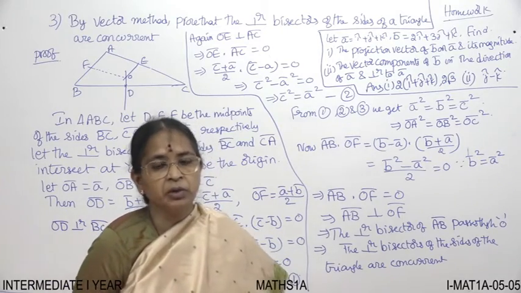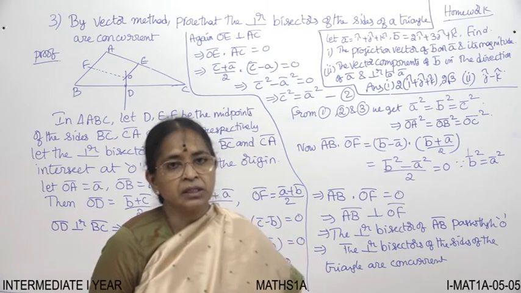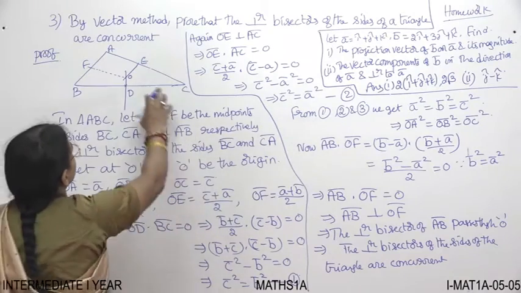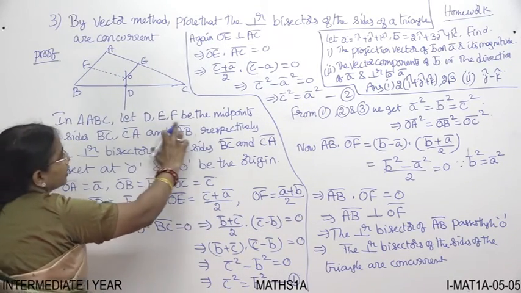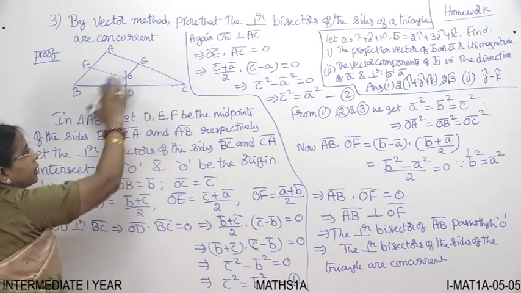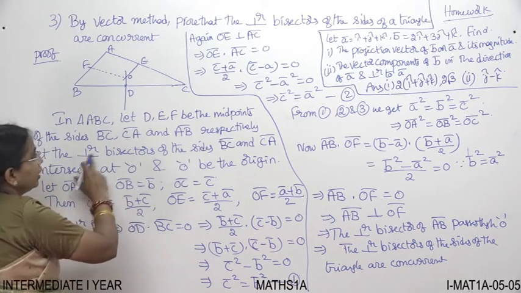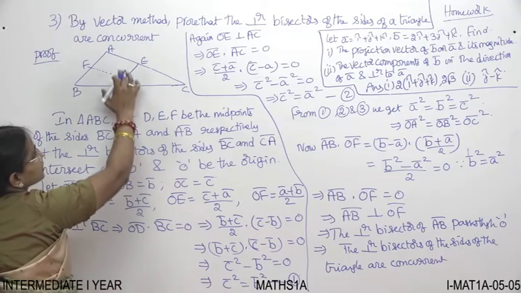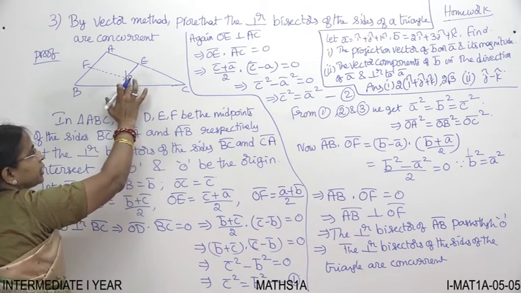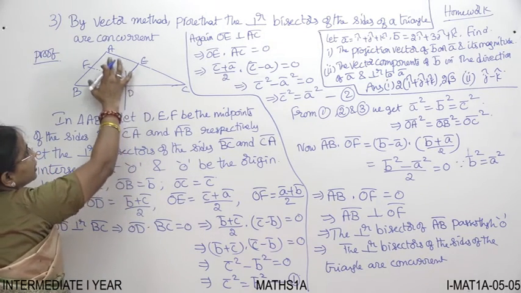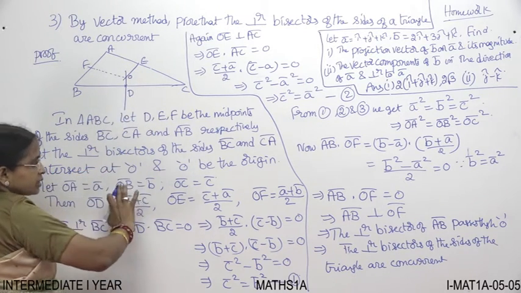So we discussed that the perpendicular bisectors of the sides of a triangle are concurrent. So the proof is like this. In triangle ABC, let D, E, F be the midpoints. Take the midpoints of the sides as D, E and F, and then take any 2 bisectors. They intersect at some point. Take that point as O, and let O be the origin. Now take the position vectors OA, OB, OC as A, B, C.